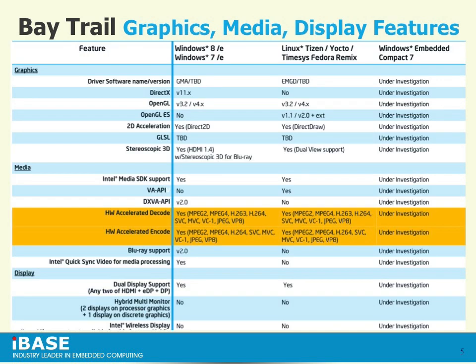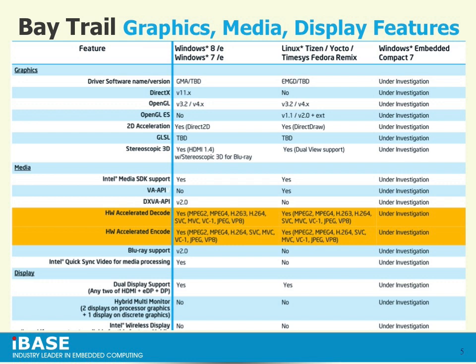This slide mentions the features of Bay Trail regarding graphics, media, and display. The left-hand side shows the features of the Bay Trail hardware platform, and the right-hand side shows the driver support. You will see that the major operating systems supported with drivers are Windows 8 and Windows 7. For embedded customers, we know that Windows 7 is still mainstream for their usage, and more people are now choosing Windows 8 or Windows 8.1.